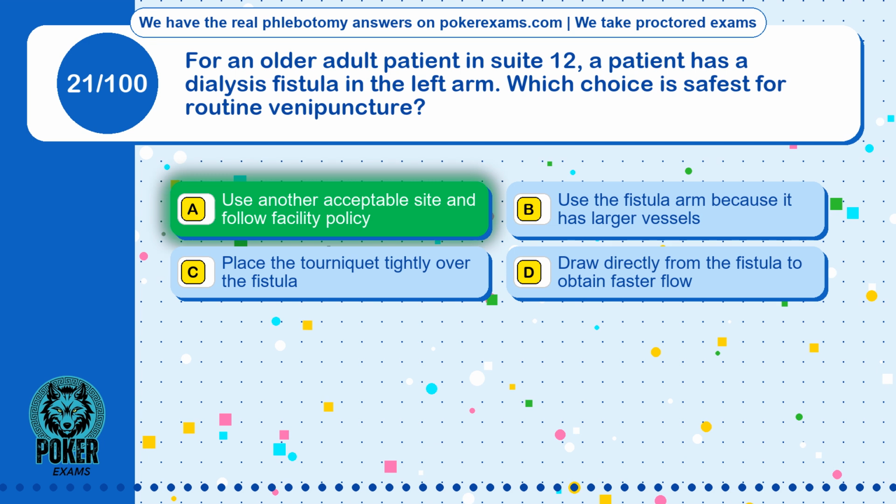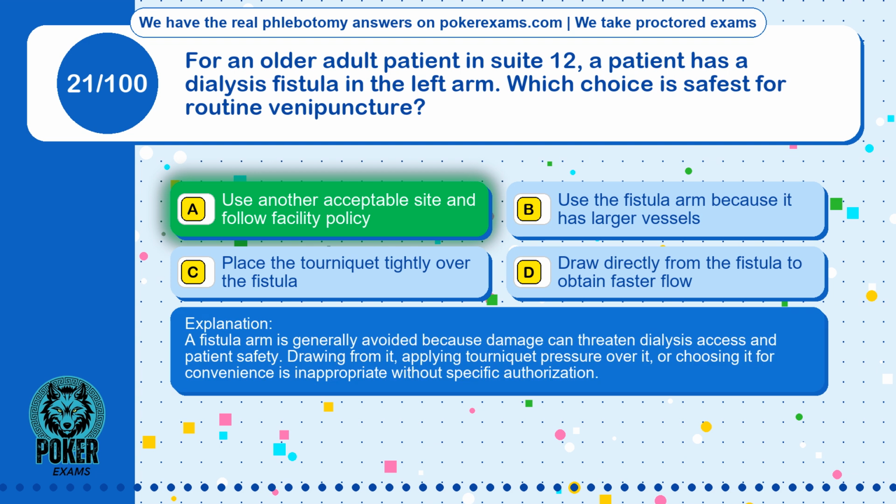The correct answer is option A. Use another acceptable site and follow facility policy. A fistula arm is generally avoided because damage can threaten dialysis access and patient safety. Drawing from it, applying tourniquet pressure over it, or choosing it for convenience is inappropriate without specific authorization.